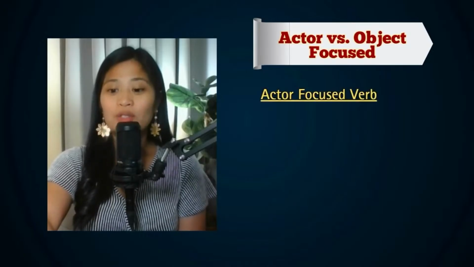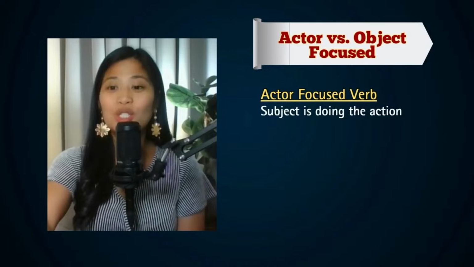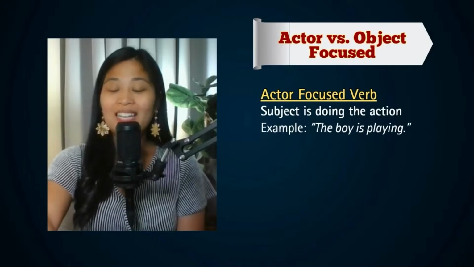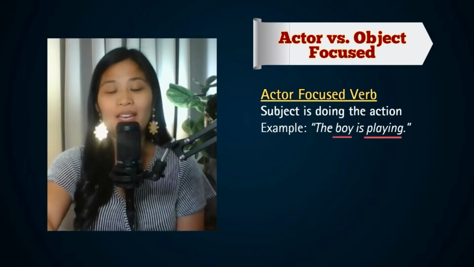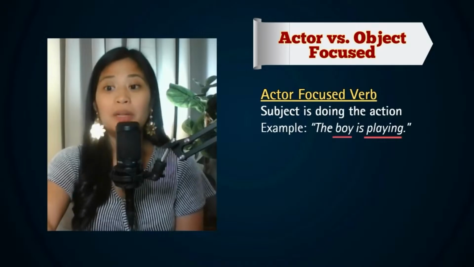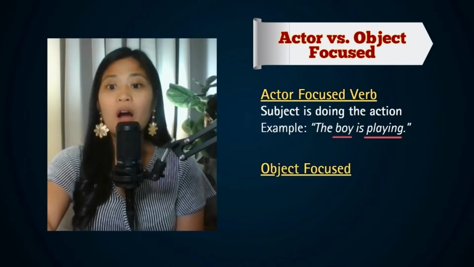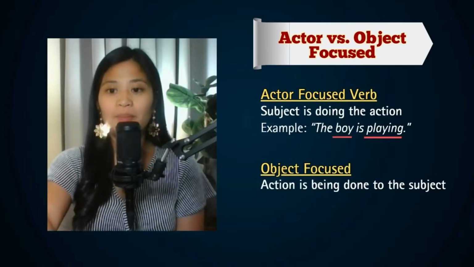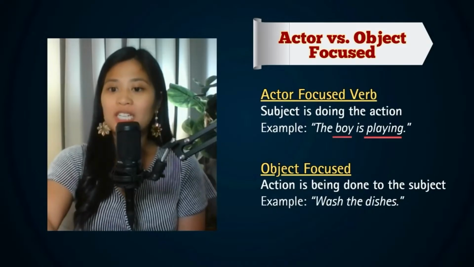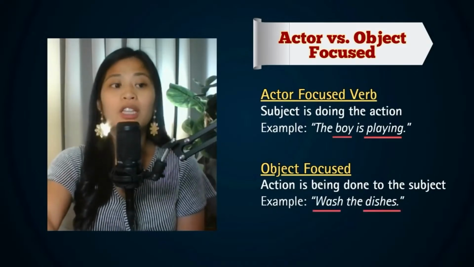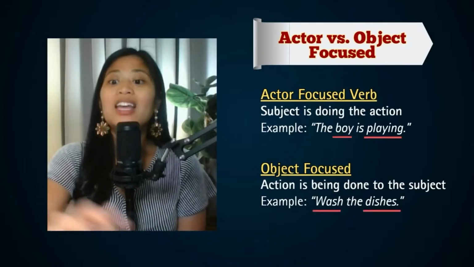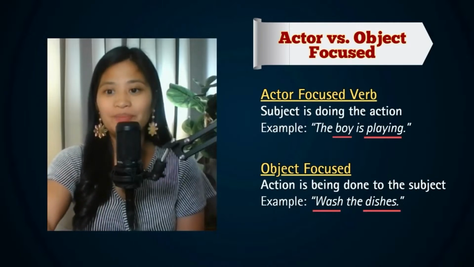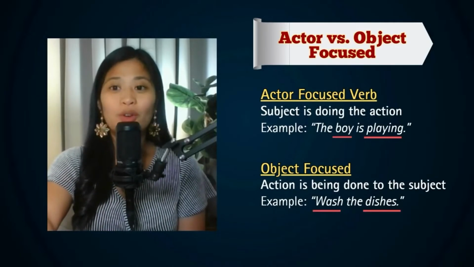An actor-focused verb means that the subject is doing the action. For example, the boy is playing. Here, the subject is the boy and he is doing the action. He is playing. Whereas in an object-focused verb, the action is being done to the subject. For example, wash the dishes. Here, the subject are the dishes, and they are being washed. So the action is being done to the subject. So that's the difference between an actor and an object-focused verb.